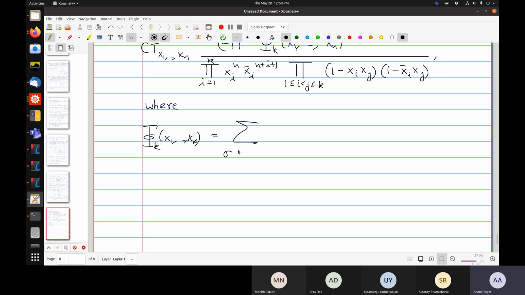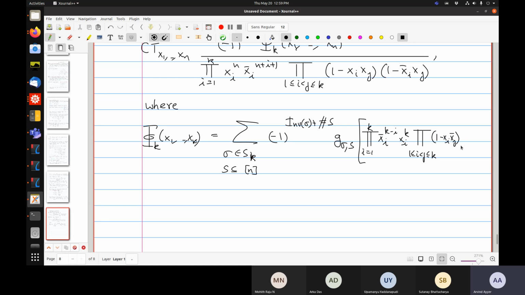is this sum over permutations in S_k and subsets S in 1 through n of (-1) to the inversion number of sigma plus the cardinality of S, an operator G_sigma,S acting on the product over i equals 1 to k of x_i bar to the k minus i, x_i to the k, and the product over 1 ≤ i < j ≤ k of (1 - x_i x_j bar)(1 - x_i bar x_j bar).